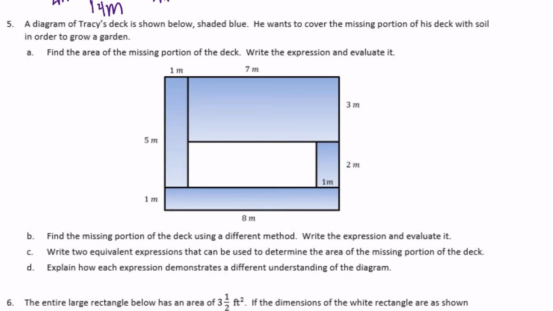Number 5, a diagram of Tracy's deck is shown below, shaded in blue. He wants to cover the missing portion of his deck with soil in order to grow a garden. Find the area of the missing portion of the deck. Write the expression and evaluate it.